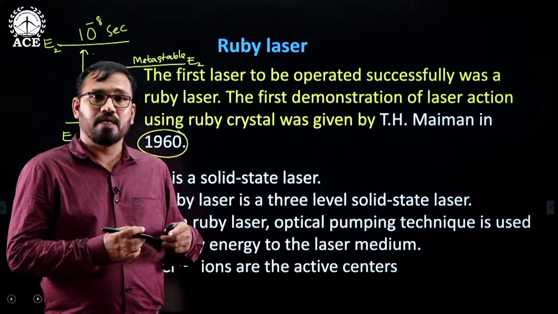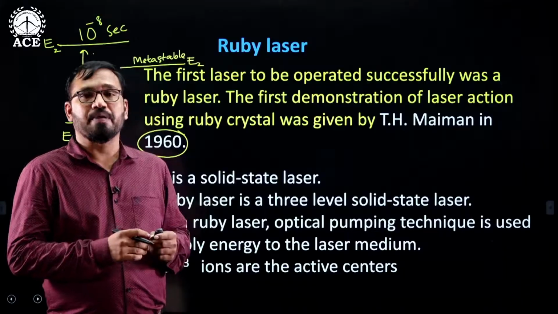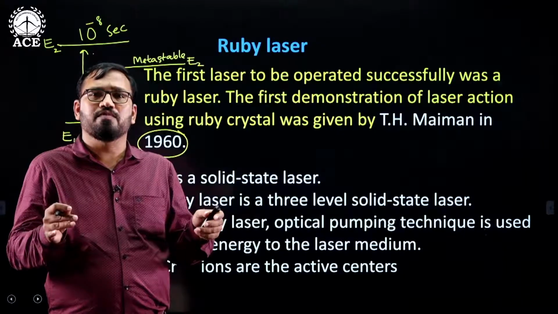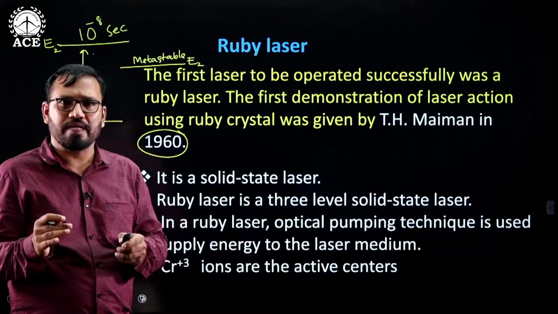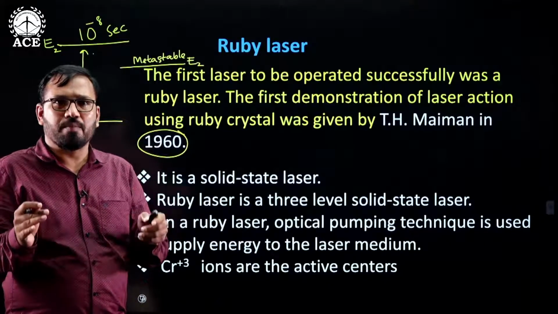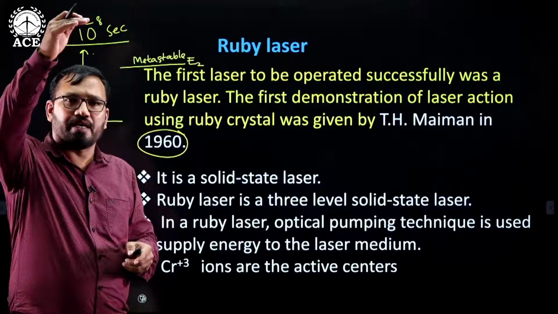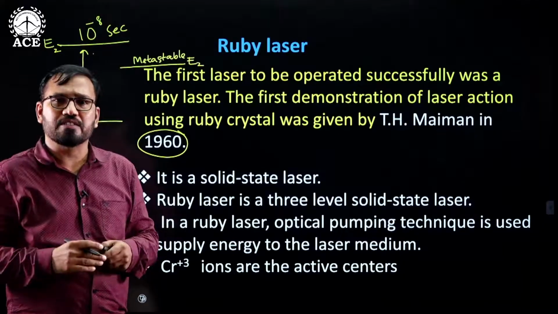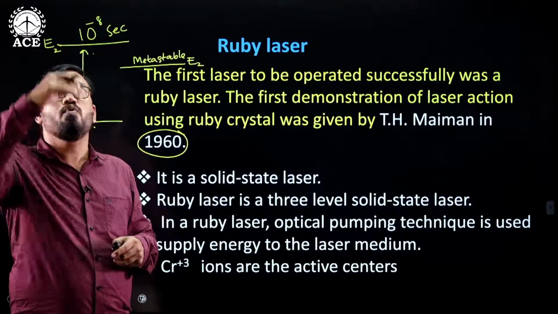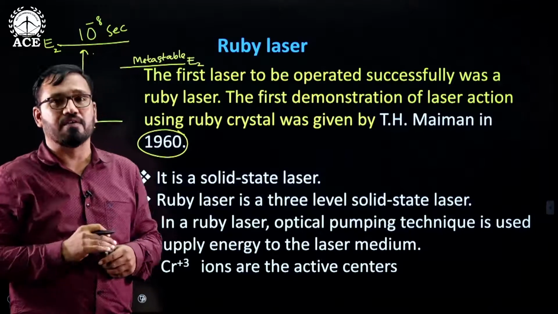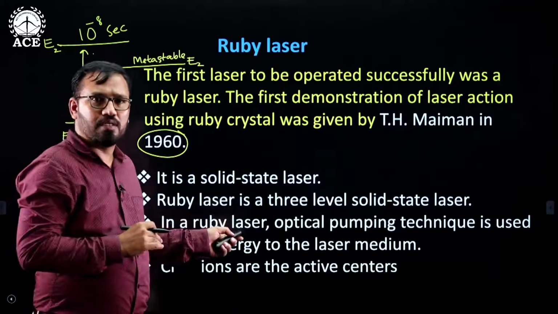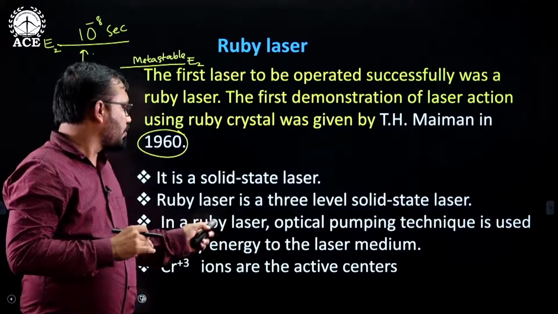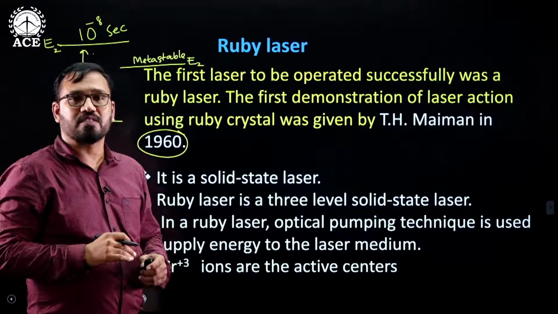I discussed it in the previous topic, Einstein coefficients. In pumping, we excite the atoms from the lower energy level to the higher energy level by providing some external energy. Then the atoms reach the higher energy level. Why do we apply external energy? To have more atoms in the higher energy level. That is called pumping.